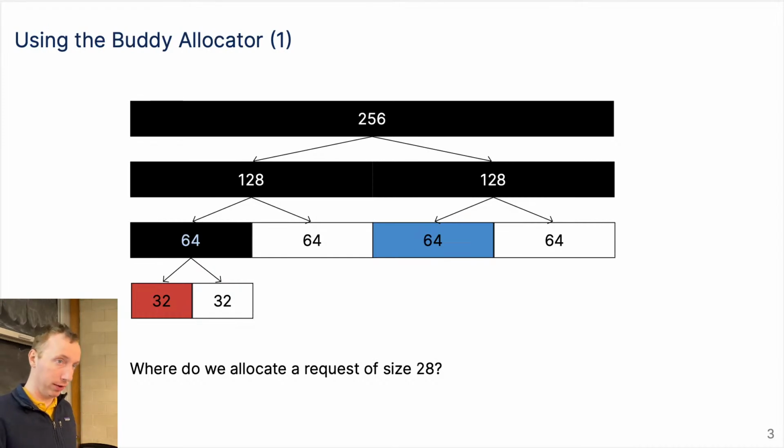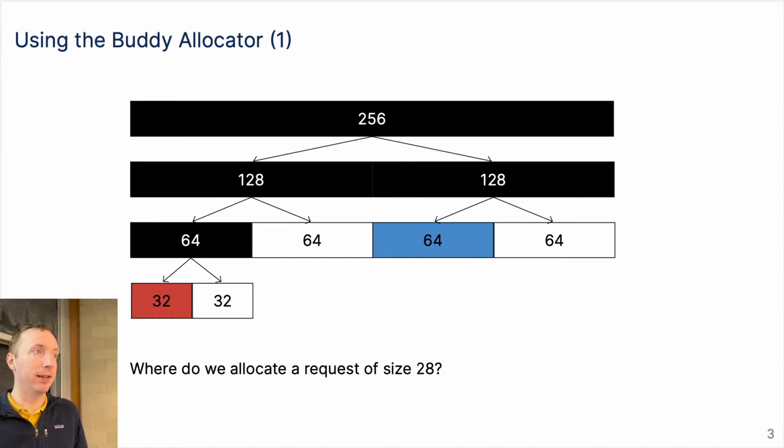That was split into two 32-byte blocks. So one of them is used for the red allocation, and then we have one 32-byte block free in our 32-byte free list. Then for the 64-byte, there's two free blocks, and then there is one used block in blue. So now following this algorithm, if someone requests 28 bytes, what should I do?